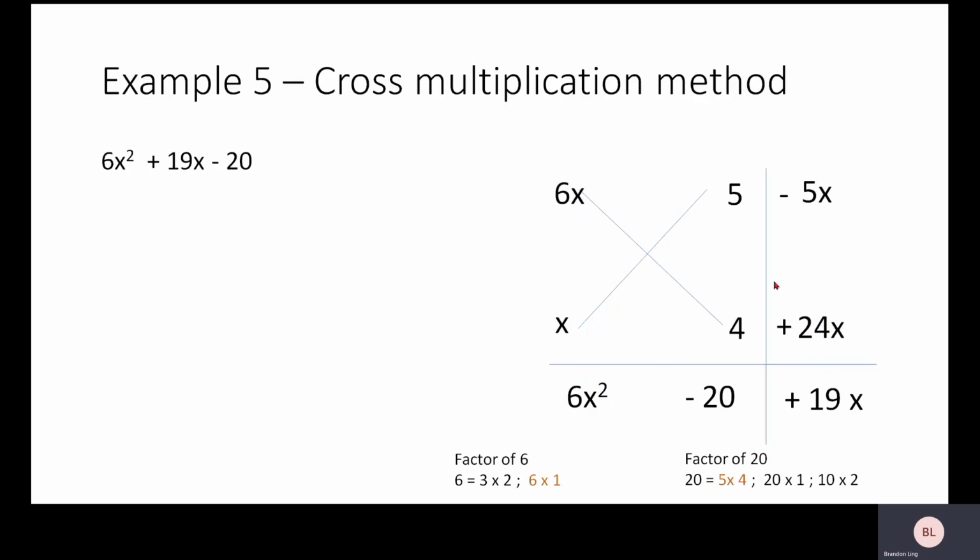Next, we move this negative and positive sign to the other end. You get negative and plus, and do one last check by multiplying these two numbers together. So negative 5 times positive 4. So therefore, you are getting negative 20. Okay, so your final solution will be 6x minus 5, which is here, and x plus 4 on the other bracket.